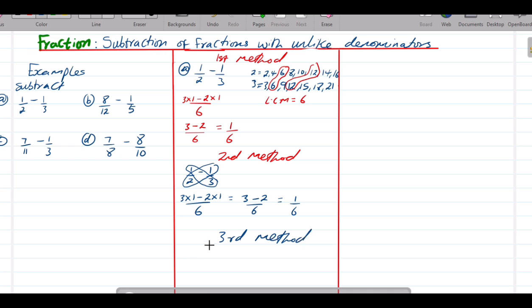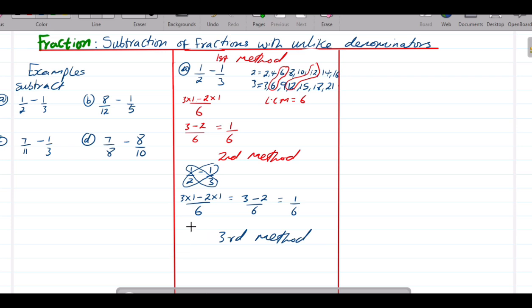Now for the third method, all we need to do is to recall our knowledge of ordering of fractions. I need you to check out our video on ordering of fractions, and see how to order fractions with unlike denominators. So let's apply that knowledge here now. If we have fractions with unlike denominators, all we need to do here is to make the denominators the same, then we can subtract directly.